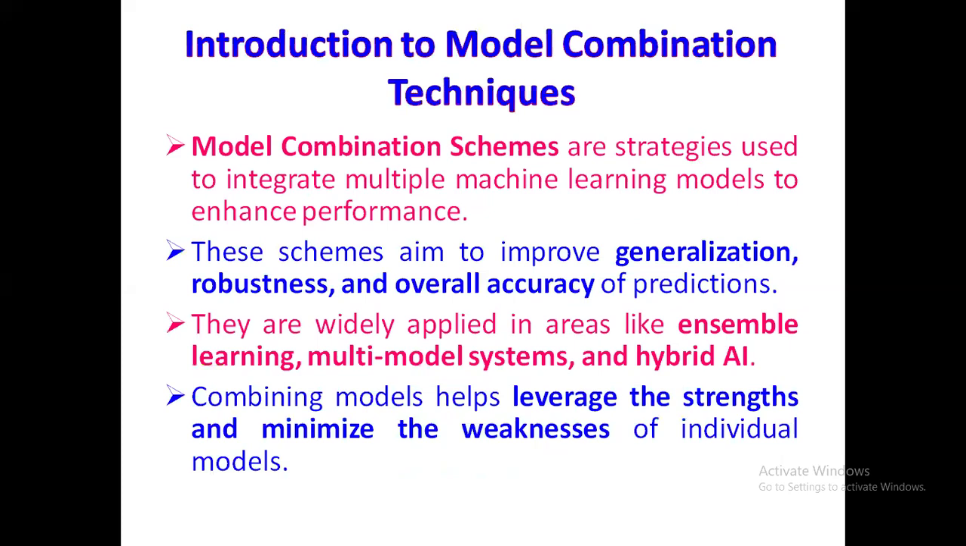Model combination schemes refer to strategies used to integrate multiple machine learning models in order to improve overall performance, generalization, and robustness. These schemes are especially useful in domains such as ensemble learning, multimodal systems, and hybrid AI. By combining the outputs of different models, these approaches can leverage the strengths of each individual model while compensating for their weaknesses.